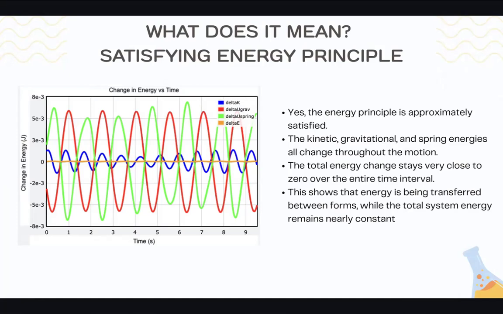And to answer the first, what does it mean question: yes, the energy principle was approximately satisfied. The kinetic, gravitational, and spring energies all changed throughout the motion, which means energy was being transferred between forms. However, the total energy stayed very close to zero change over the entire time interval. That shows that the total energy of the model remained nearly constant.